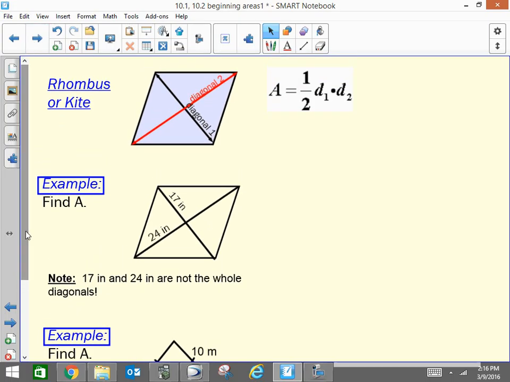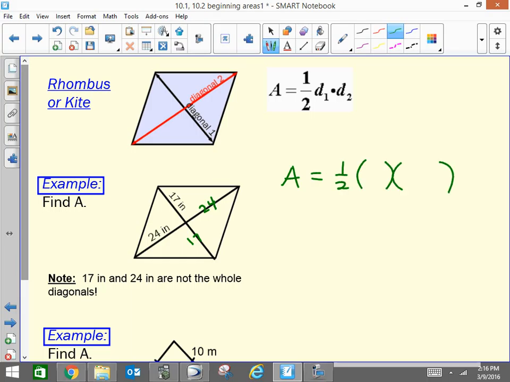There's the formula. 24 is just from point to point. 17 is just from point to point. We need the whole diagonal. Okay, they're not congruent. But what else do we know about them? What else do we know about them? The perpendicular bisectors. So this is 24 and this is 17. All right then. We don't care. We just need the diagonals. They aren't. But they're bisected. Right? Okay. So what's one diagonal, Lily?